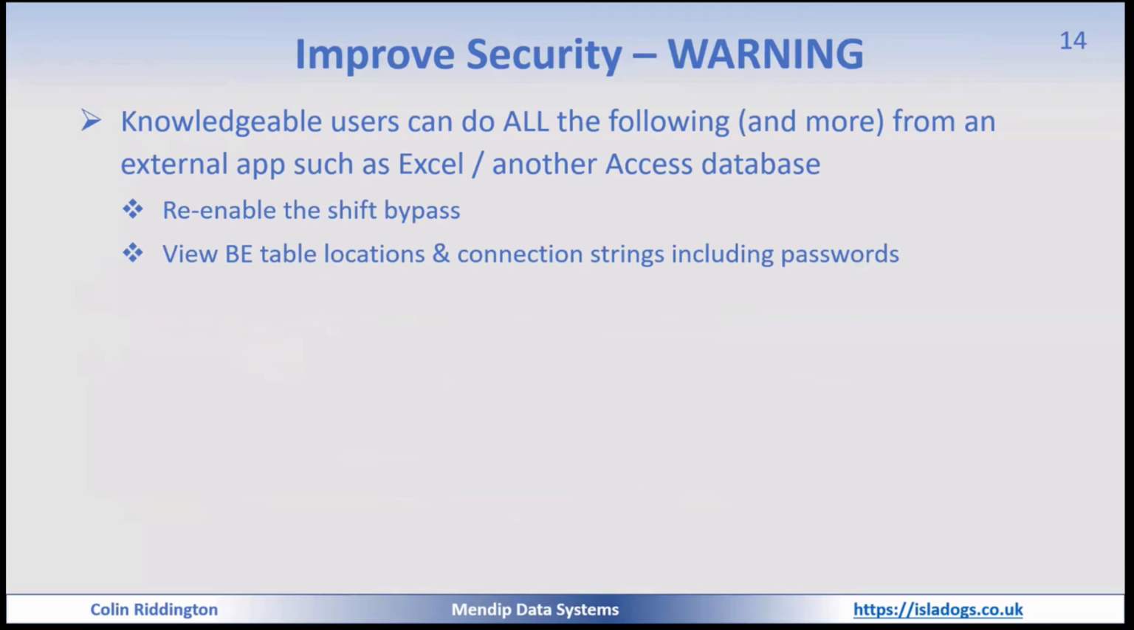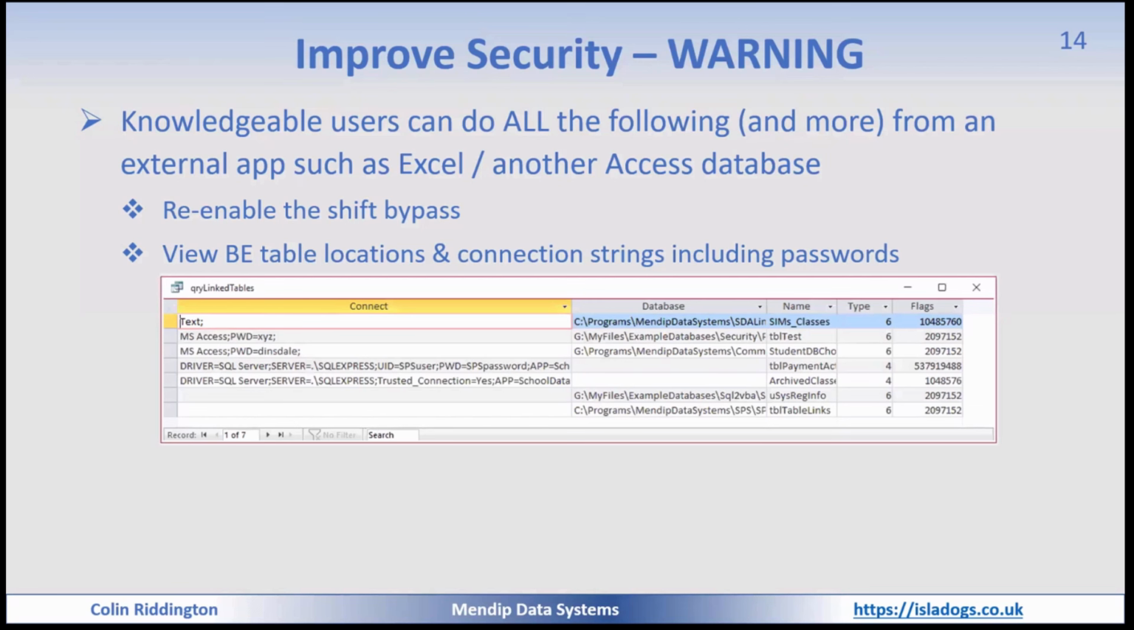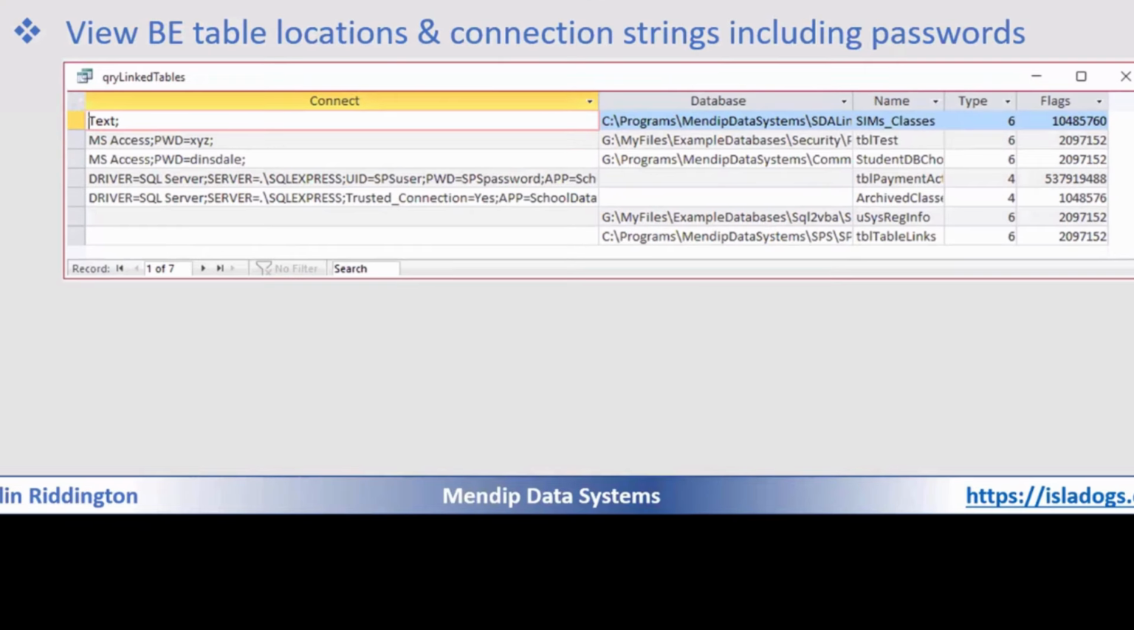For example, they can then view the table locations, in other words, where the BE is, and the connection strings, including any passwords you've used. And it's basically available to open site there. All they need to do is get into your database, link to the MSys objects table in your database, and go to the connect and database fields. And then if you have got a password, it will be shown for both Access databases and for SQL Server databases, unless you're using Trusted Connection, and therefore they can see exactly how to get in.